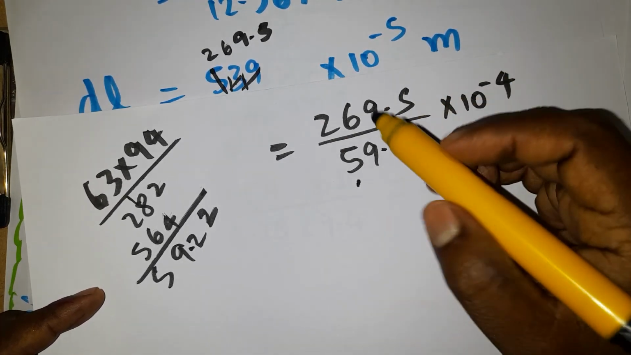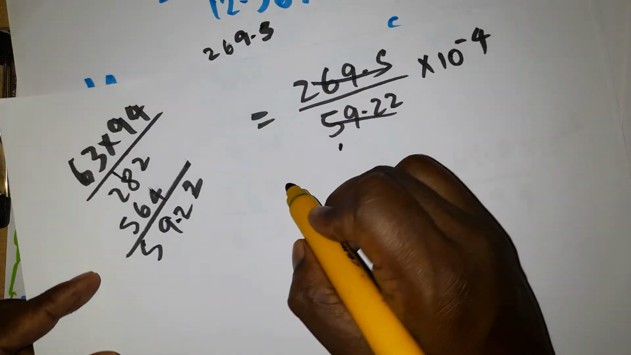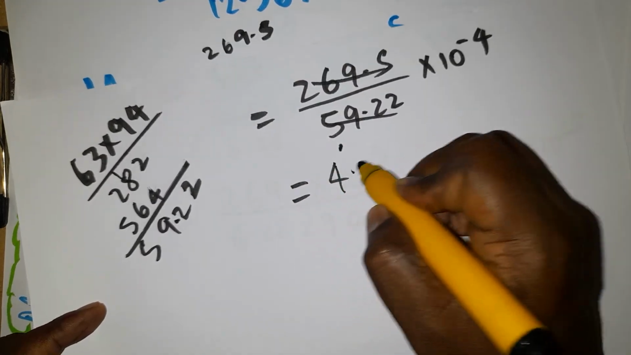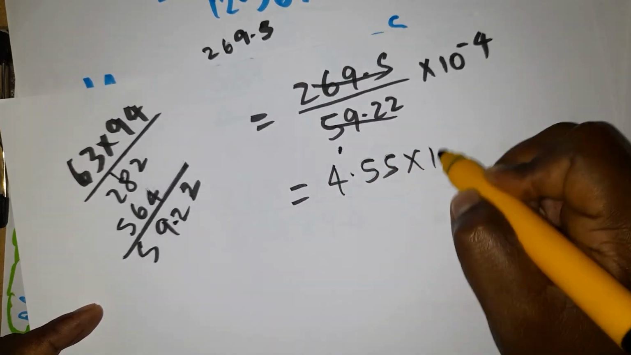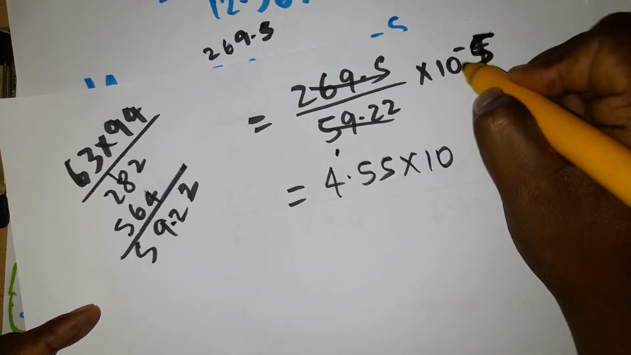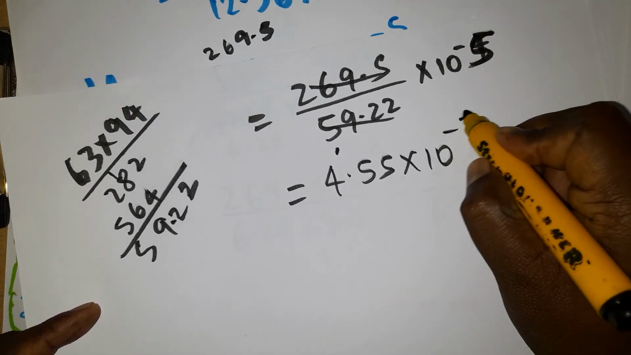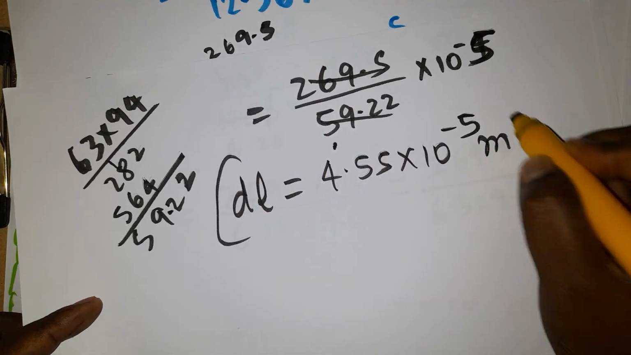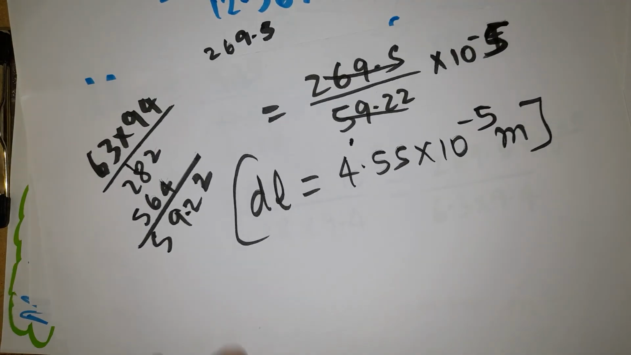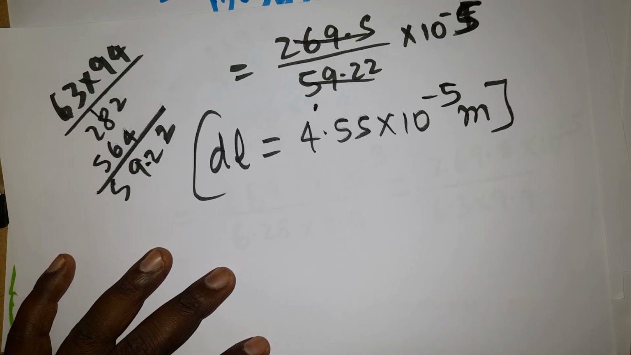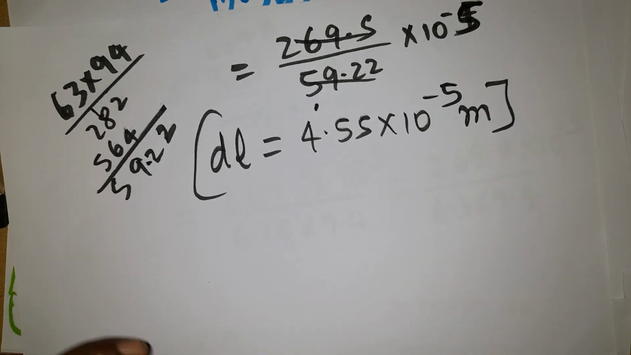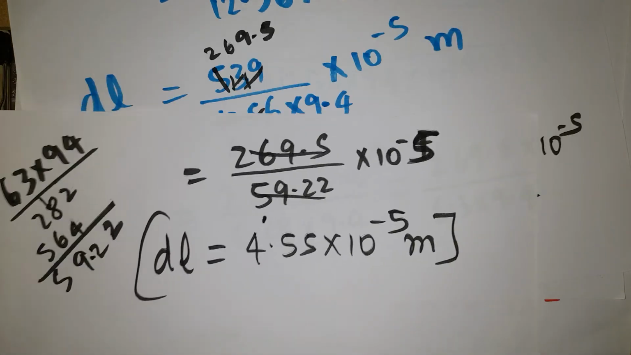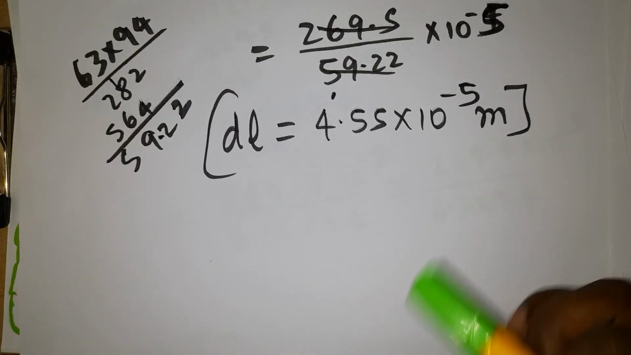Actually this is not less than that. The answer will be 4.55 into 10 power minus 5. This is for changing length. Unit will be meter. Finally we got the changing length. Same as the book answer, close to that value. If you want accurate value, you can do with more calculation, clear calculation you can do.